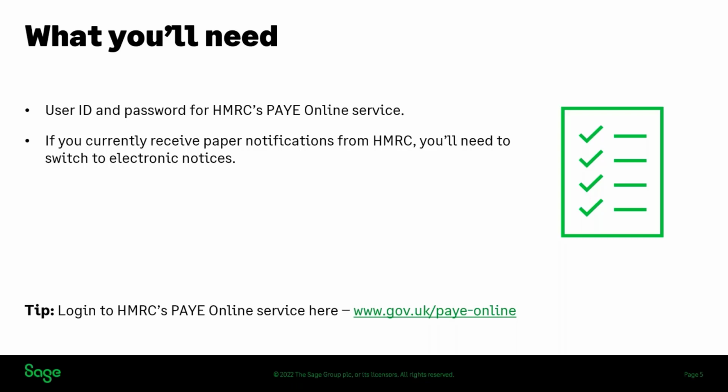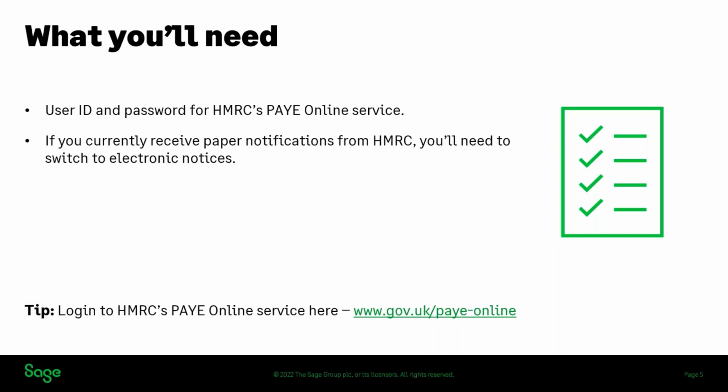And secondly, if you currently receive paper notifications from HMRC, so if you get your tax code notices in the post on paper, you will need to switch to electronic notices. Now, the way that you do this is by signing in to your PAYE online service. There's a link on this handout, gov.uk/PAYE-online, and from there you'll find the setting to switch from paper notifications to electronic. And once you've done that, you will then be able to retrieve your notifications directly in your payroll software.